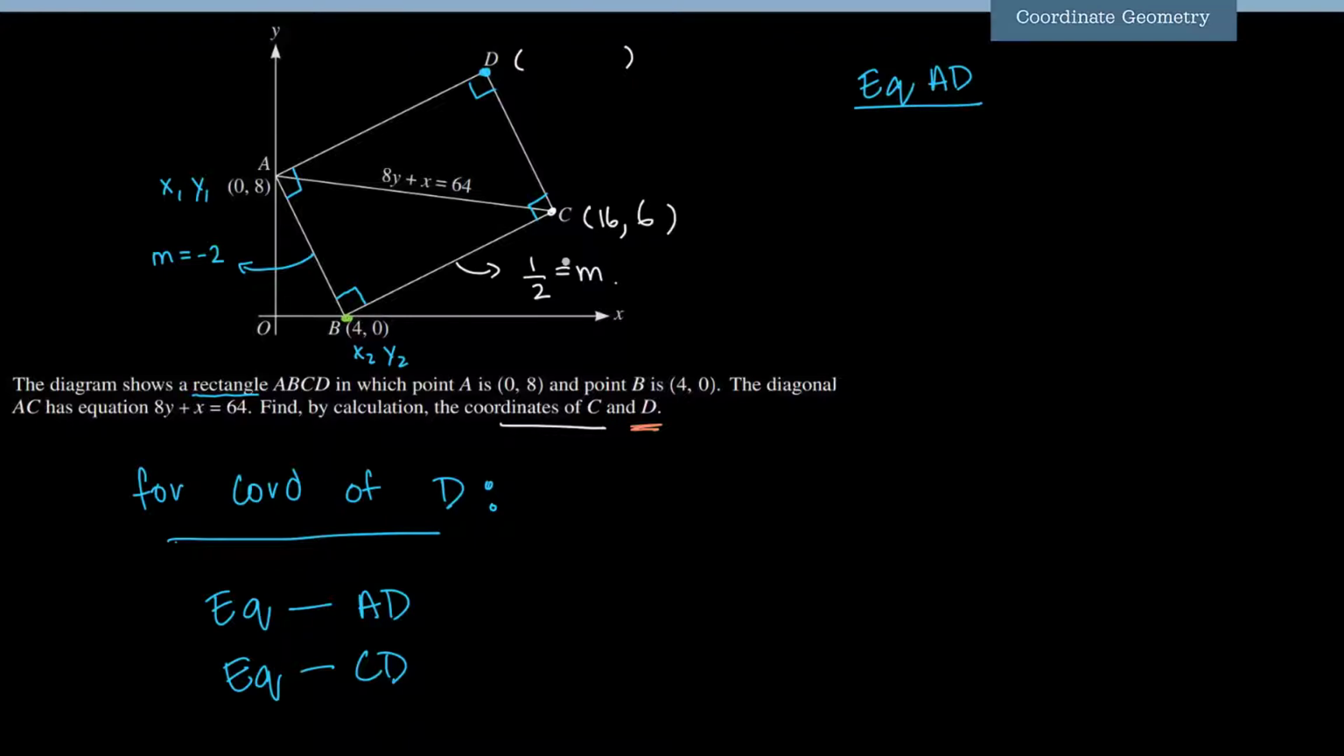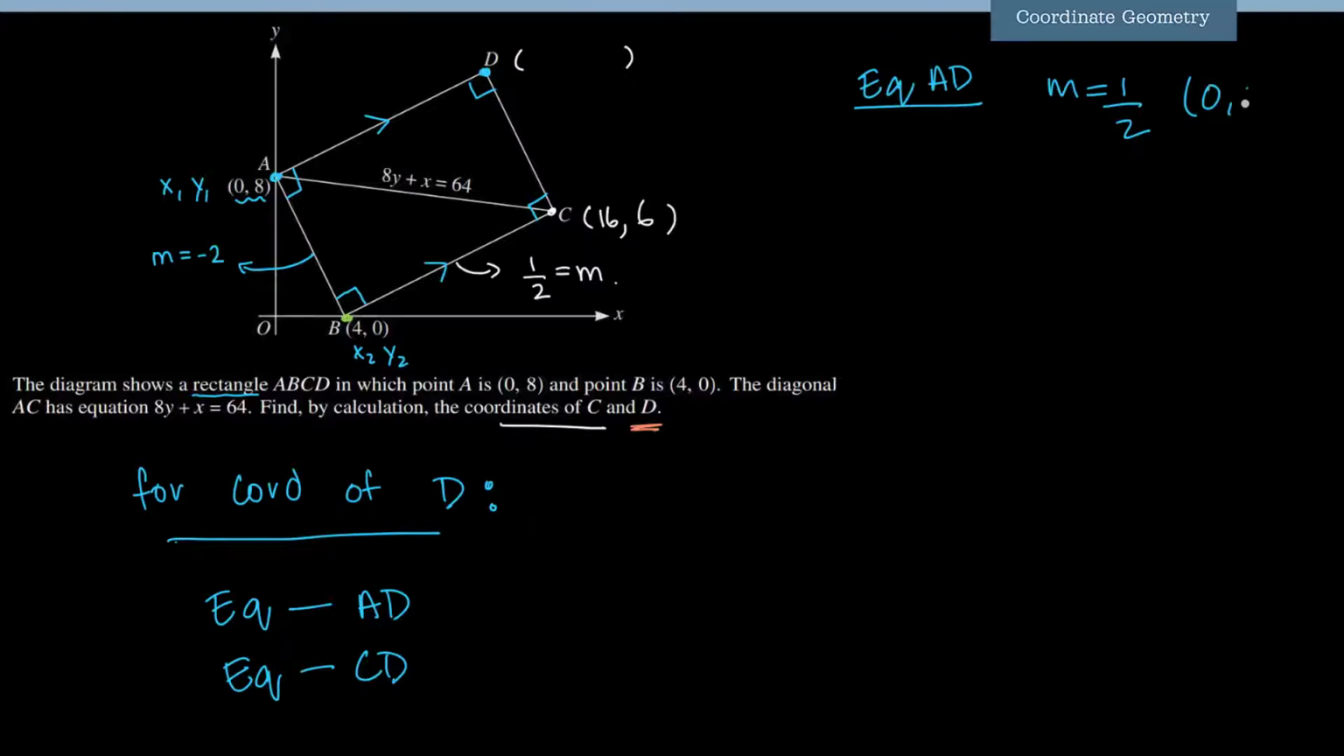To find the equation, I first need to know the gradient. This is a rectangle, so opposite sides are parallel to each other. This line has a gradient of 1/2, so the line parallel to this line is also going to have the gradient of 1/2.